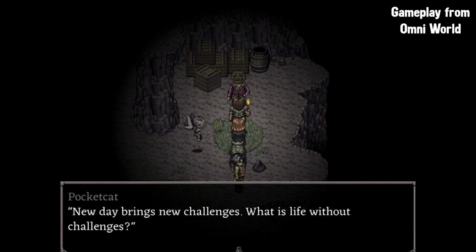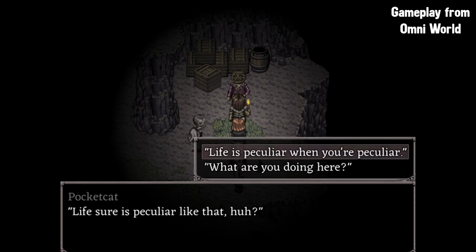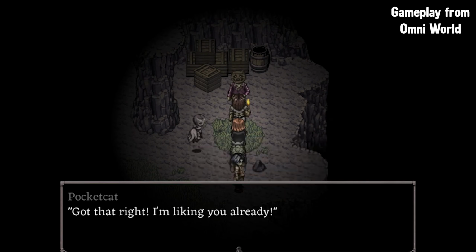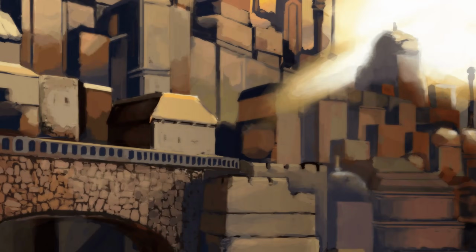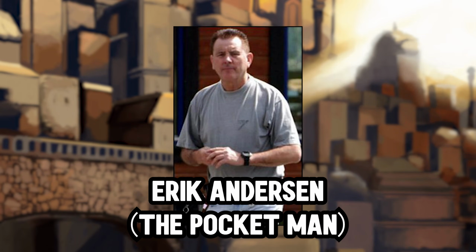Pocketcat preys upon the vulnerable. He builds trust to lure people in before showing who he really is. He is a sad reflection of how people can act in real life. As mentioned earlier, the Pocket Man is a real person, and he might potentially be just as bad as the Pocketcat we see in the Fear and Hunger games.